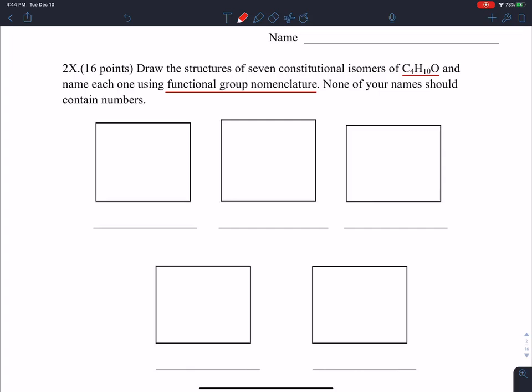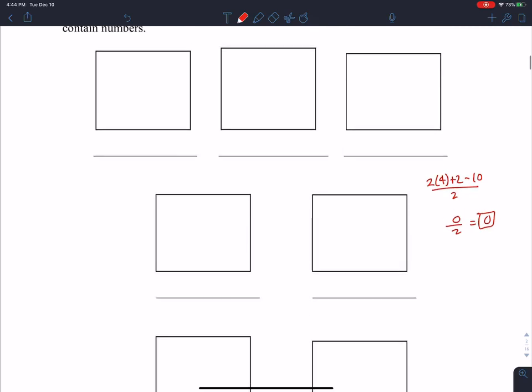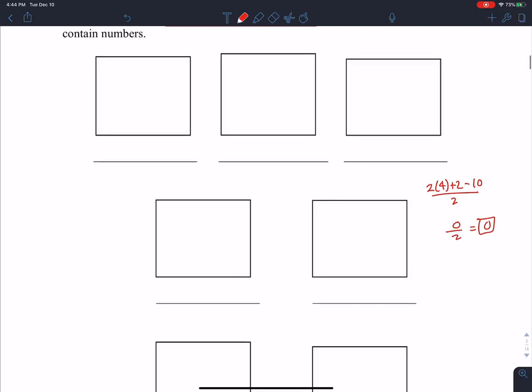So if the formula is C4H10, we go 2 times 4 plus 2 minus 10 divided by 2. So I get 4 times 2 is 8, 9, 10. 10 minus 10 is 0. So total degrees of unsaturation is 0. So all that tells me is that you cannot have any double bonds, you can't have any cyclic structures, it has to be a plain old alkane.